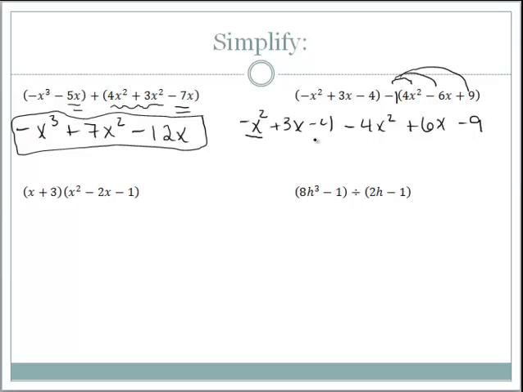Combine your like terms. Negative x squared minus 4x squared is negative 5x squared. And then you have 3x plus 6x, that's going to be 9x. And then you have negative 4 and negative 9, that's going to be negative 13.